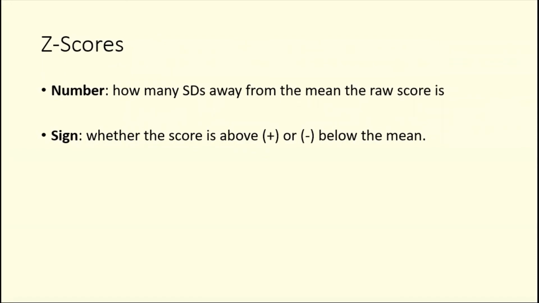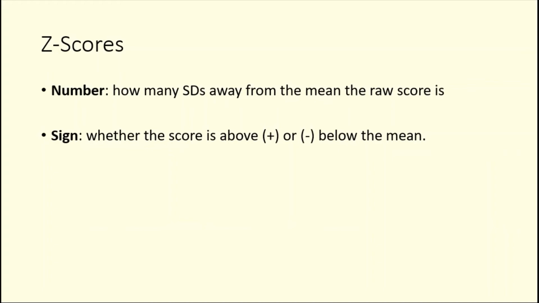Our number is going to tell us how many standard deviations away from the mean our raw score is. And the sign is going to tell us just whether we're above or below the mean. So +1 would mean that our score is 1 standard deviation away from the mean and above the mean. But -2.5 would mean that our score is 2.5 standard deviations away from the mean and below the mean.